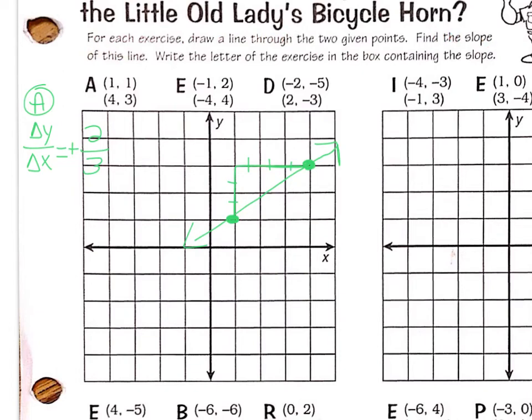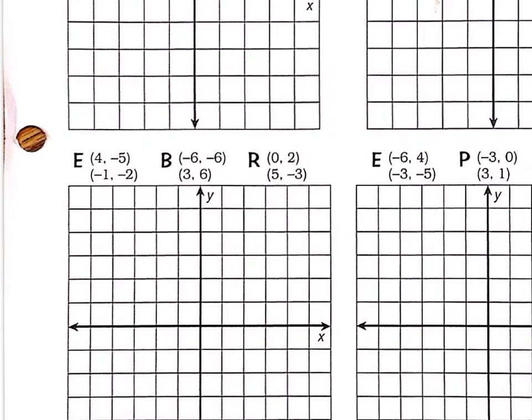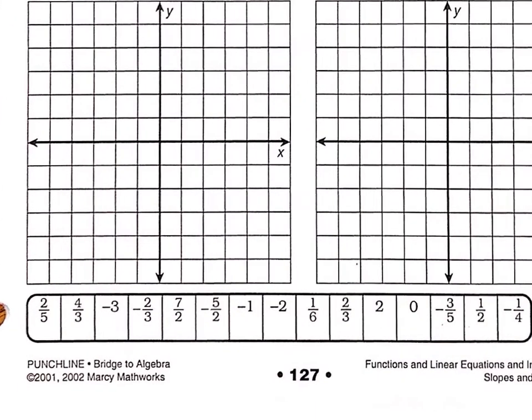Now it says to write the letter of the exercise in the box containing the slope. So we're going to go down to the punchline part, and we're going to look for 2/3, which if we've done it correctly, there should be at least one. There is a 2/3. That was problem A. So we're going to write an A in 2/3. Do you see any others? I don't see any other positive 2/3. Okay? Now, let's go back up here.